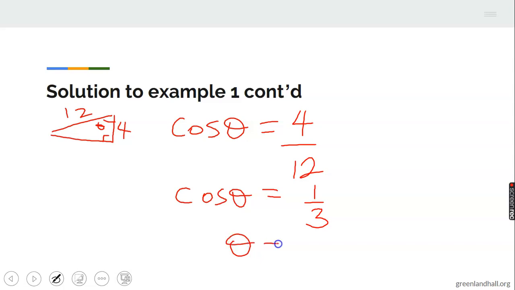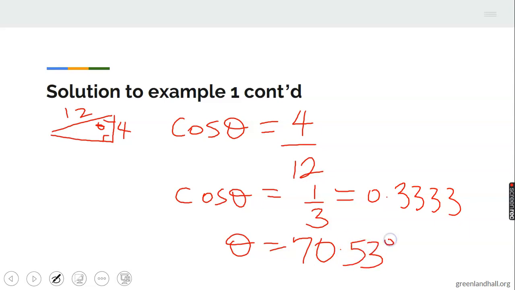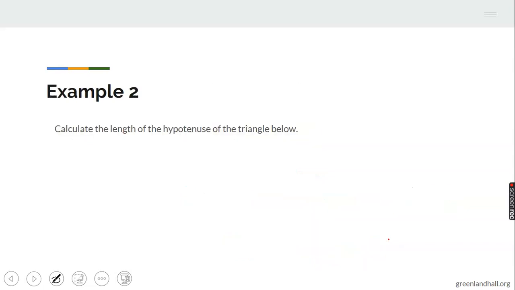So theta will be what? You now go and check your 4-figure table. You should use your 4-figure table. So 1 over 3 is the same thing as 0.3333. So you will see it under 70.53. I told you how you are going to do that. You trace, but when we trace, we were unable to get 0.33333, but we got something that is closer. Then we now subtracted, and we have this. I've taught you how to do that.